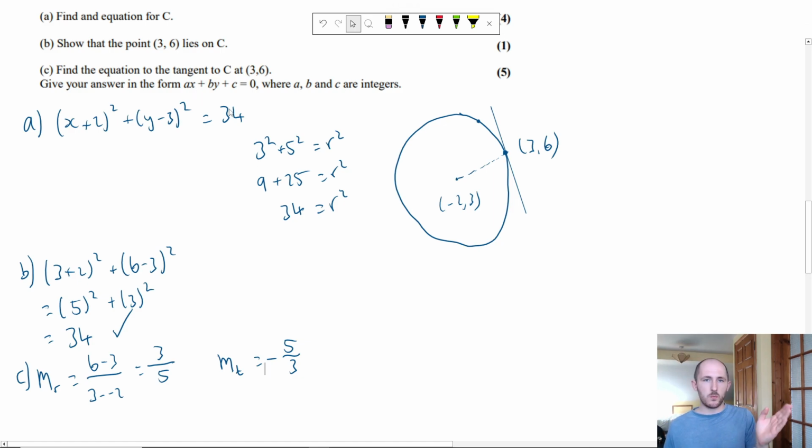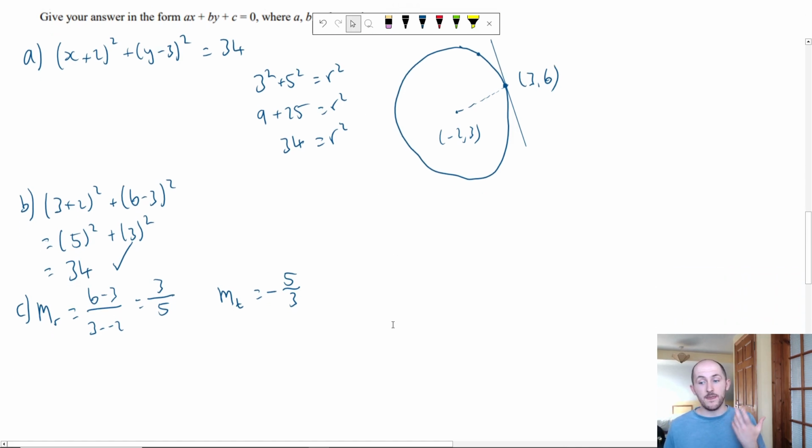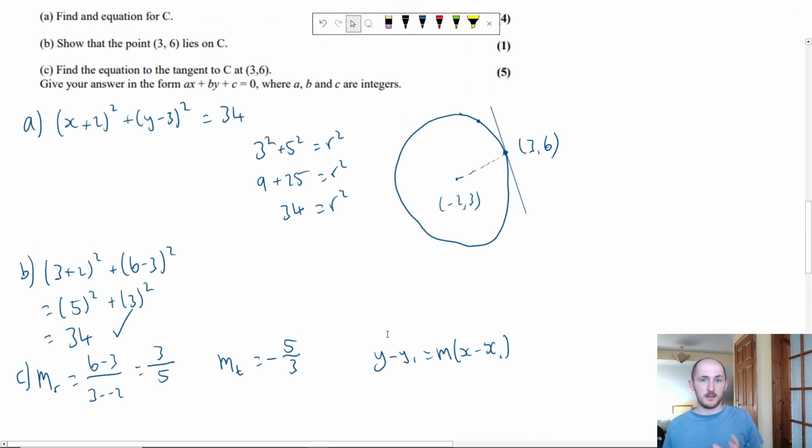So normally you'd do y equals mx plus c, sub in m, find what c is. However, when you have this form where they all need to be integers, it can be useful to use this equation instead. y minus y1 equals m(x minus x1), because you can get rid of fractions in one easy step. And if you're unsure, head back to the equation of a line video.